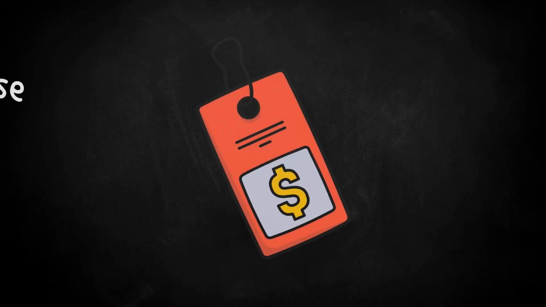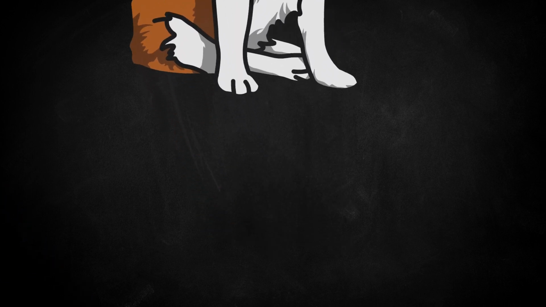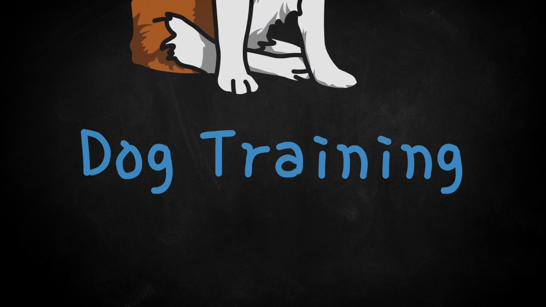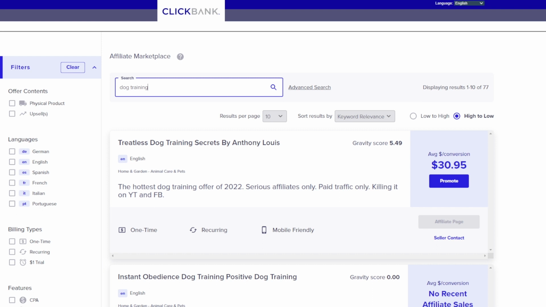And the animal niche is a great niche to monetize with affiliate products. Let's say you're doing a video about dogs. You can also make even more money by going to somewhere like ClickBank and finding a dog training course to promote. Sign up to be an affiliate and put the affiliate link in your video description. Then, whenever someone clicks that link and buys that dog training course, you make some money.